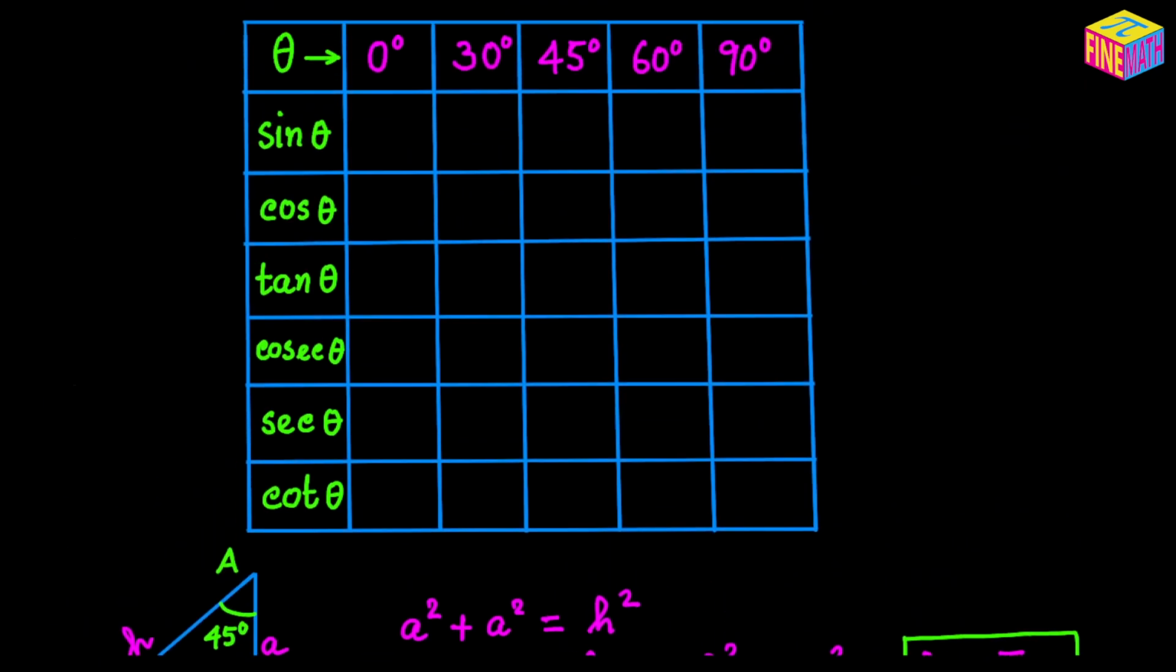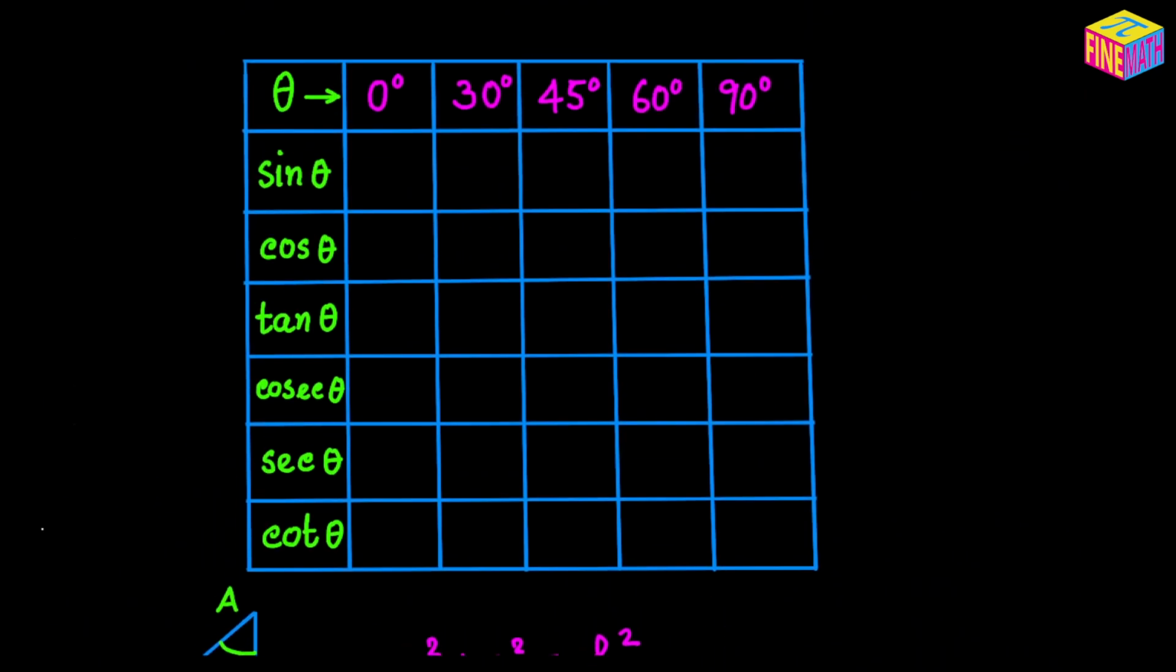So let's go fill up our table. The values that we are going to fill up first would be in the 45 degree column. So sine 45 degree comes out to be 1 divided by square root of 2. Let me write that down. Cos 45 degree also came out to be 1 divided by square root of 2. And tan 45 degree came out to be 1. Now let's also fill in the other rows here.